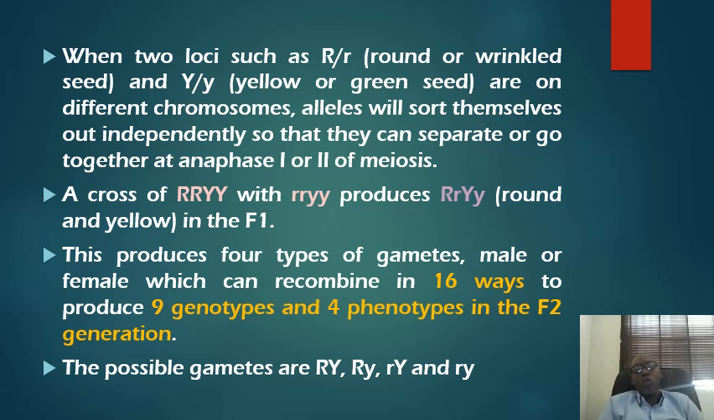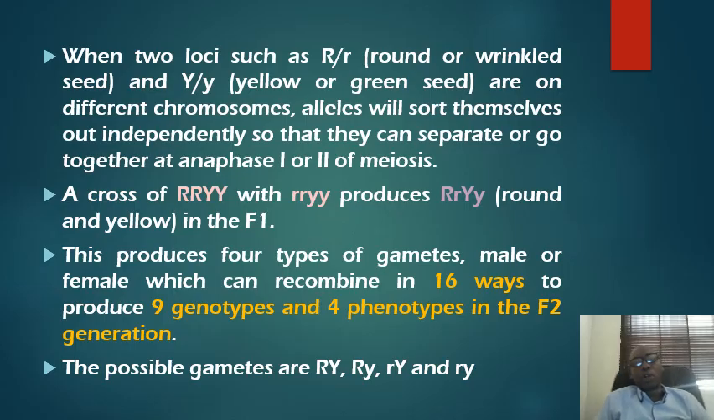Assuming that we have 2 loci, loci being positions of the genes on chromosomes, on 2 chromosomes: one for round or wrinkled seed, and another locus for yellow and green seed. These alleles will sort themselves out independently so that they can separate or go together at anaphase I or II of meiosis.